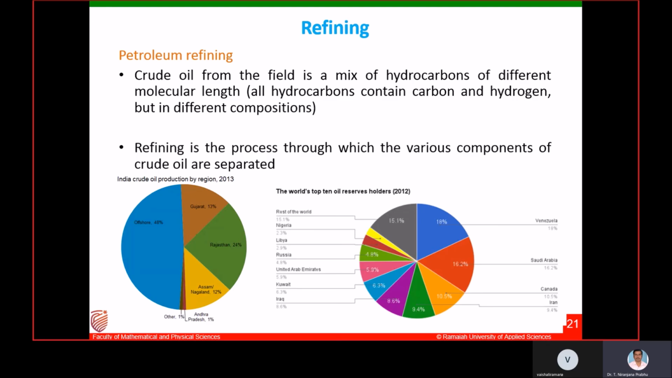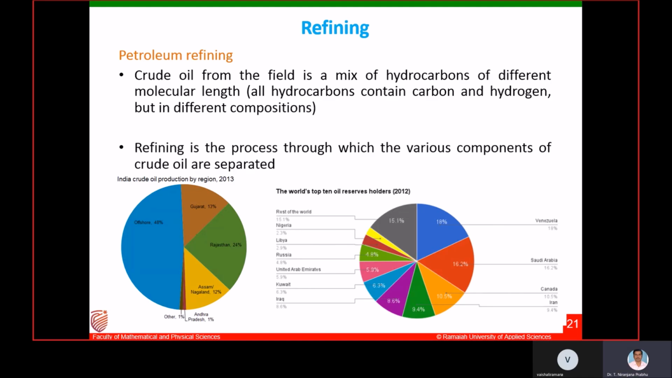So what exactly do we do in refining? The process of dividing petroleum into different useful fractions with different boiling ranges is called refining of petroleum. You can call it fractional distillation.